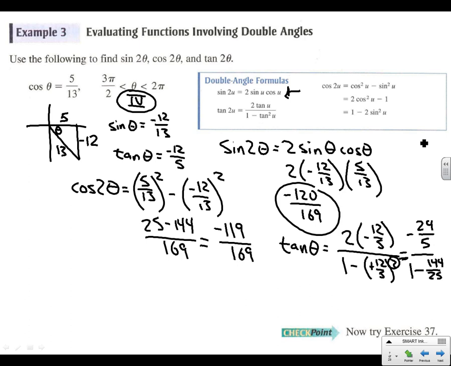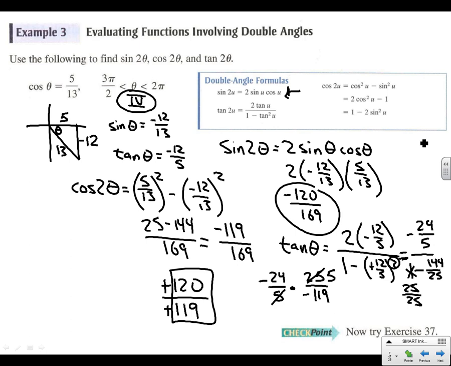All right, so let's clean this up. Negative 24 over 5. I'm going to flip it, so we multiply by the reciprocal. It's going to be 25 over 25 minus 144, which is negative 119 again. That's a 1, that's a 5. And so we'll have 24 times 5 is negative 120 over negative 119. So we'll cancel and just have 120 over 119. All right, so just keep track of all your fractions and you're going to be okay on problem 37.